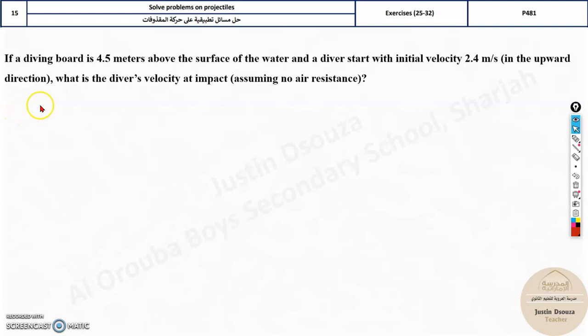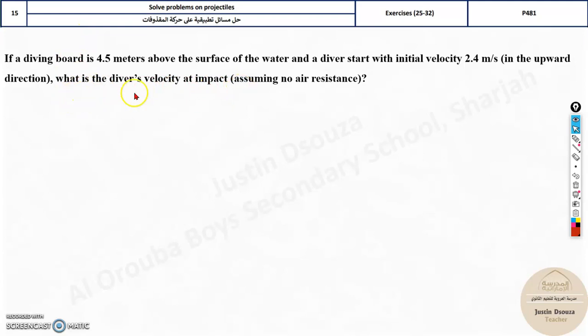Now we will look into a couple of problems. Here we have: if a diving board is 4.5 meters above the surface of water and a diver starts with an initial velocity of 2.4 meters per second in the upward direction, because it's positive then, what is the diver's velocity at impact, assuming no air resistance?